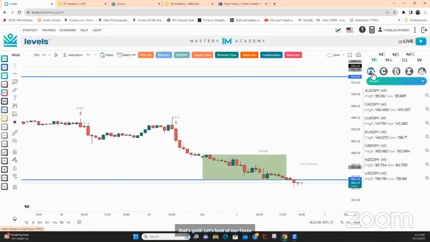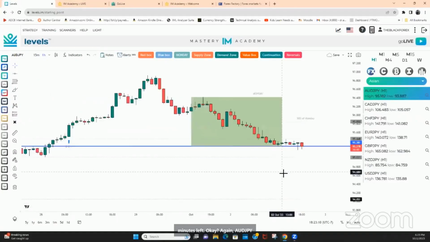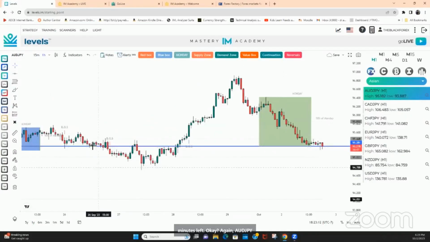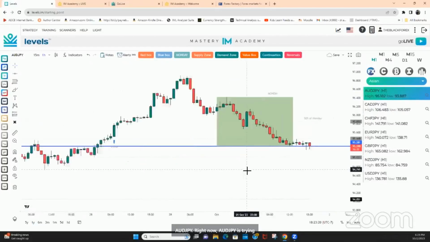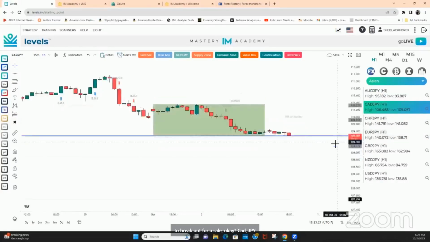Okay, so that's gold. Let's look at our Forex pairs really quickly. I have about 8 minutes left. Again, AUD/JPY broke out a little bit for a sale, and then it went to the moon on the buy. That's a beautiful thing on AUD/JPY. Right now, AUD/JPY is trying to break out for a sale. CAD/JPY is trying to break out for a sale, but it hasn't.